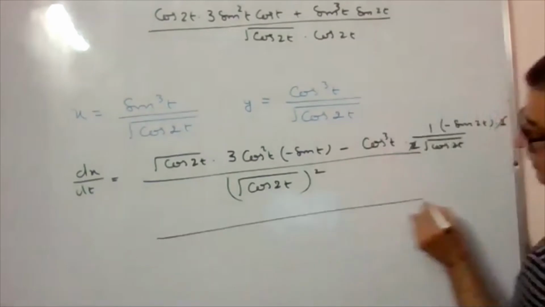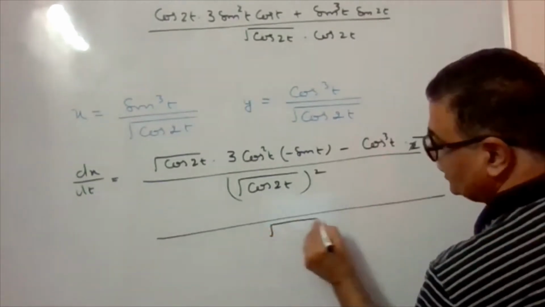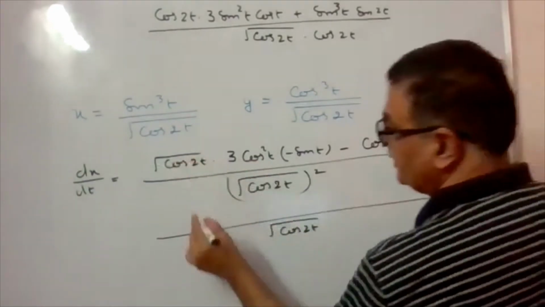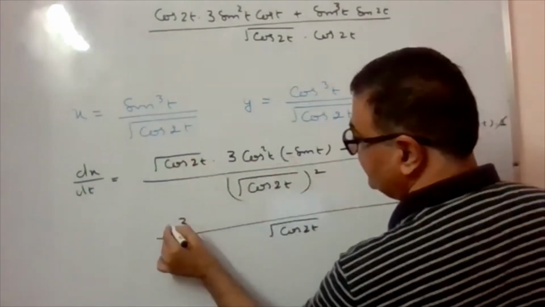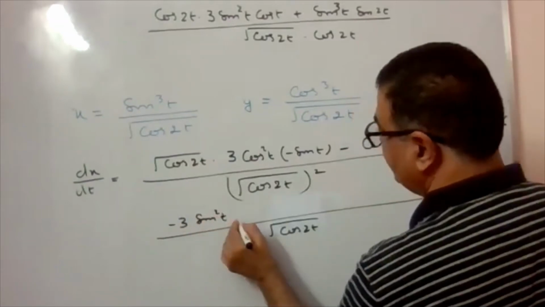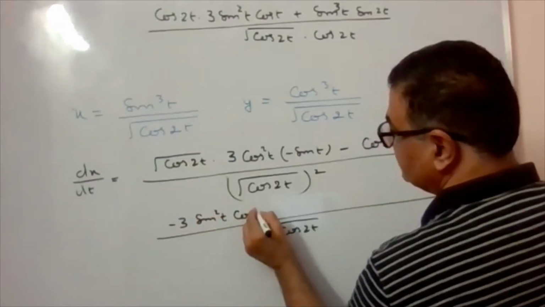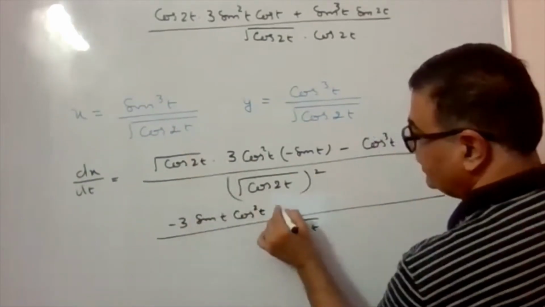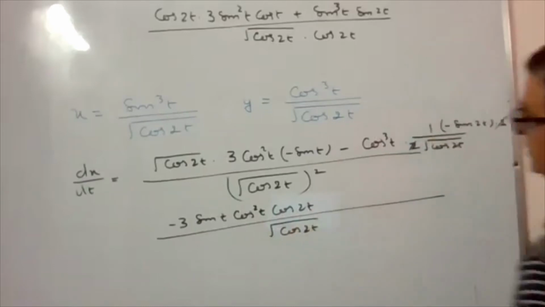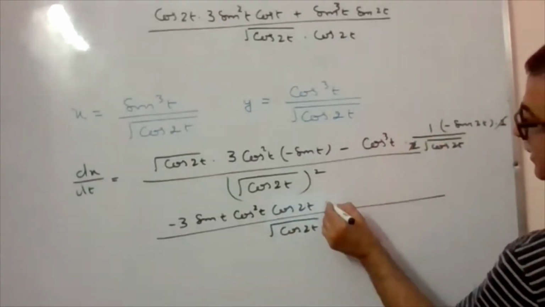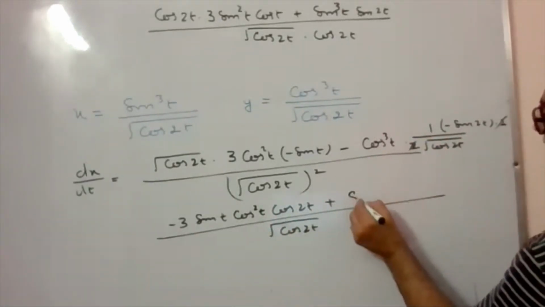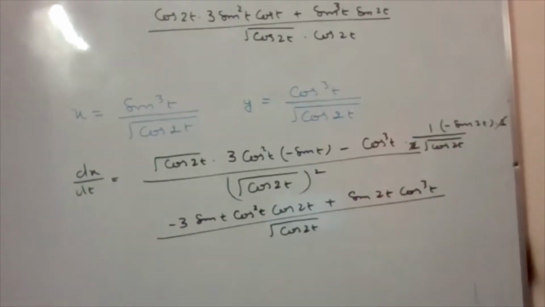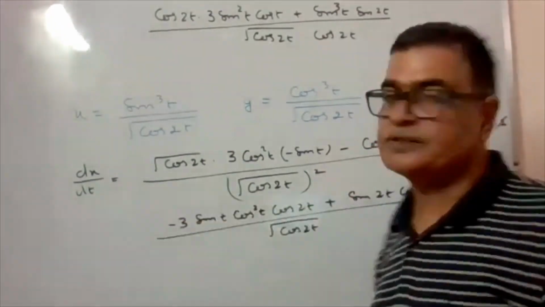And again I am taking the LCM as root cos 2t. When you take the LCM, this will become minus 3 sin t cos square t and then cos 2t. Then here it is minus and minus plus, so this will come sin 2t into cos cube t. This is your dy by dt.